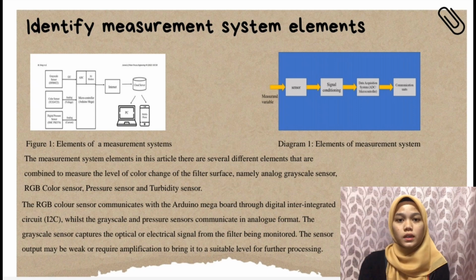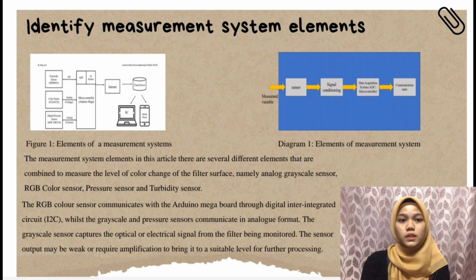Whilst the grayscale and pressure sensor communicate in analog format, the grayscale sensor captures the optical or electrical signal from the filter being monitored. The sensor output may be weak or require amplification to bring it to a suitable level for further processing. Additionally, any necessary conditioning such as noise filtering or signal stabilization may be applied to ensure accurate measurement. The amplified and conditioned signal is fed into the ADC.